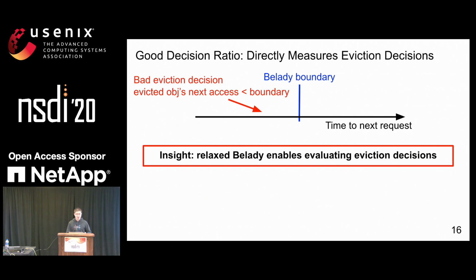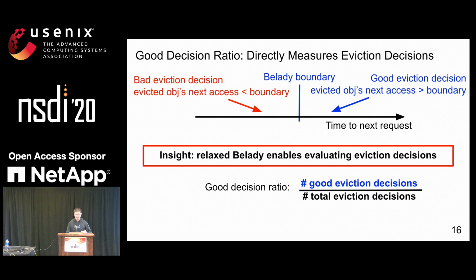To give a demonstration, we treat an eviction decision as bad if the evicted object's next access is within the boundary, as Relaxed Belady would not have evicted that object. And we say the eviction decision is good if the evicted object's next access is beyond the boundary, as Relaxed Belady would evict that object. And the good decision ratio is thus the number of good eviction decisions divided by the number of eviction decisions in total. Next, I'm going to show how we use this to evaluate our system design in a quick way.